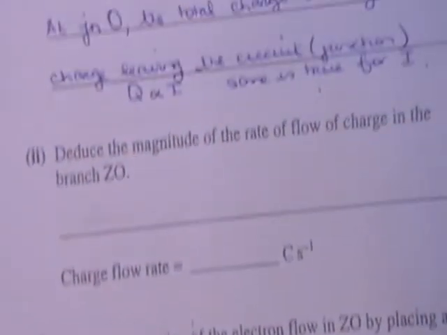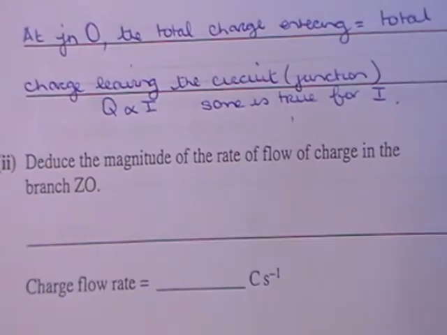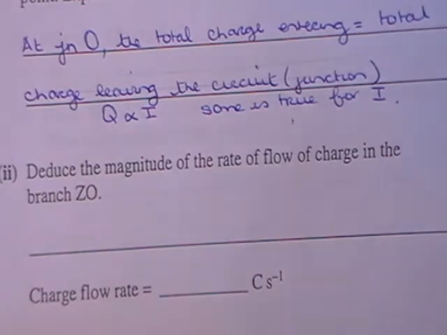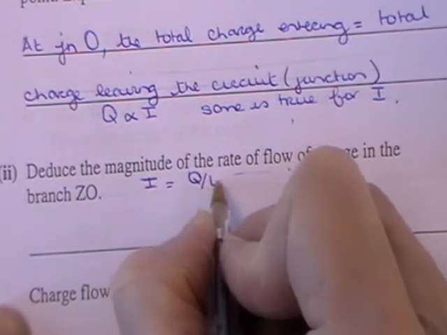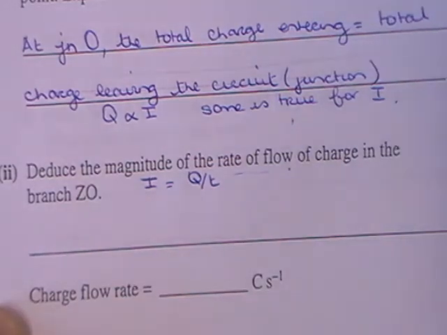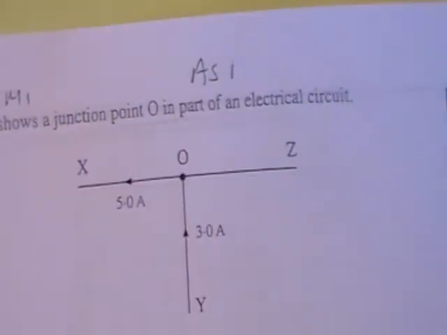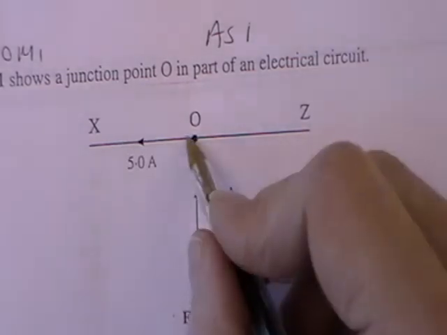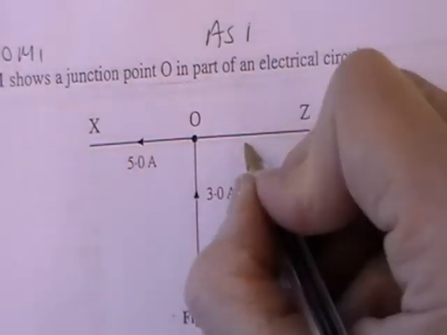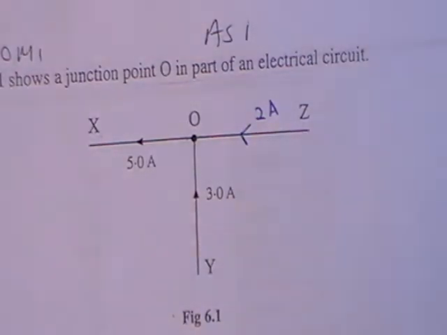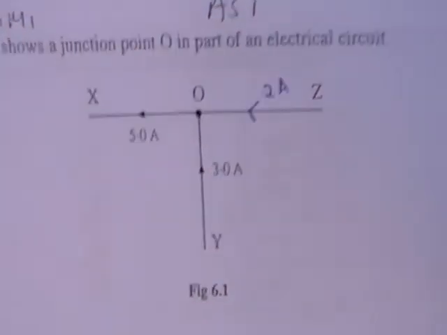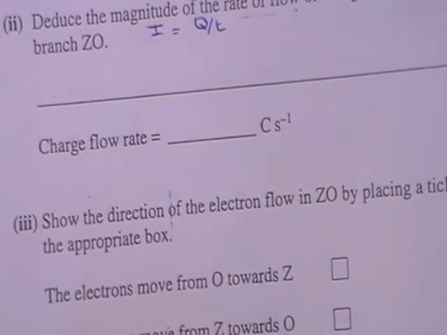Right, next part of the question. Deduce the magnitude of the rate of flow of charge in the branch ZO. So rate of flow of charge is just I, because it's Q over T. So we're looking for I. And therefore, if you have a wee look back at the circuit, you can see there's 3 amps going in, but 5 amps going out. So there must also be 2 amps going in that direction from Z. And so we'll just write down 2 down here.